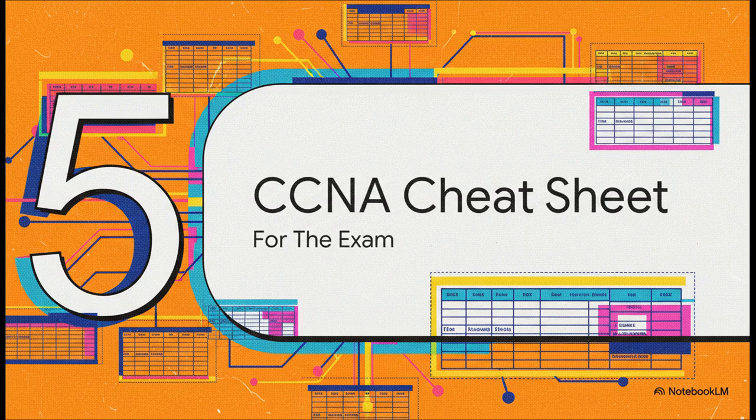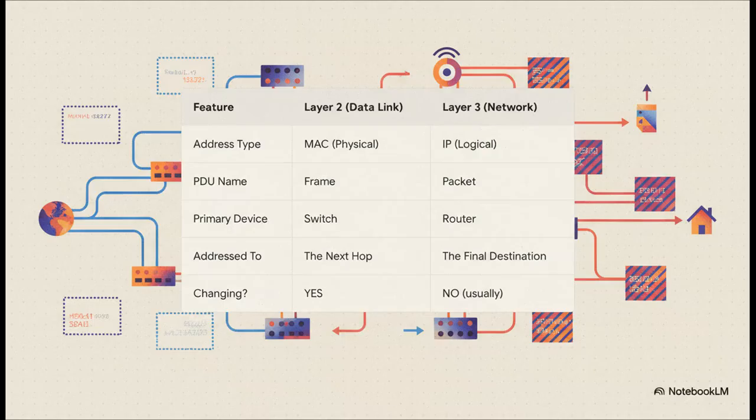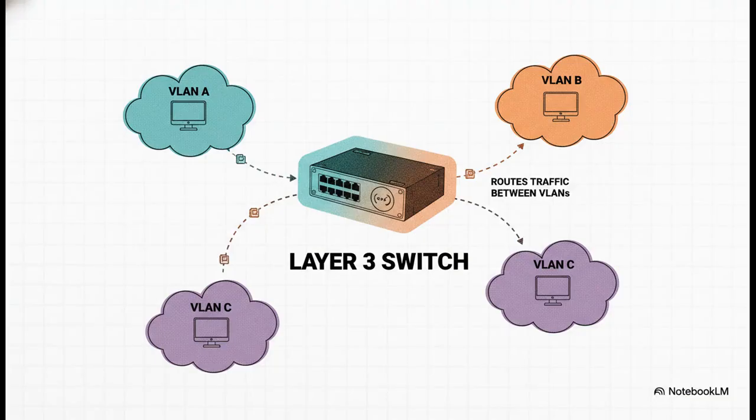So let's pull all of these ideas together into the ultimate cheat sheet for your exam prep. This next slide is your new best friend. And here it is, laid out, plain and simple. Just look at the contrast. Layer 2: physical MAC address, frames, switches, talking only to the next hop, and it's always changing. Layer 3: logical IP address, packets, routers, talking to the final destination, and it almost always stays the same. Seriously, screenshot this, memorize it. This is gold.